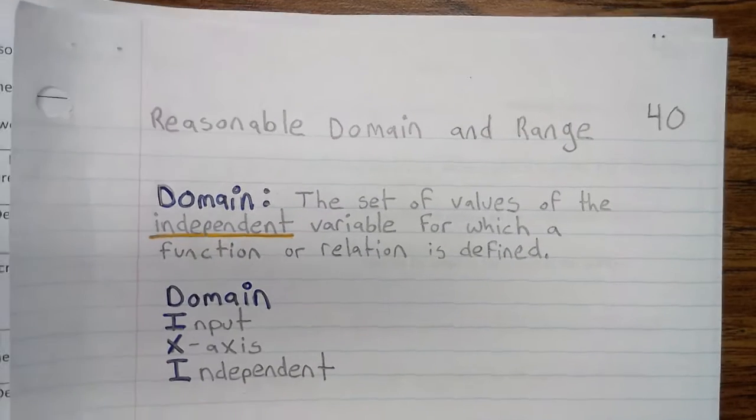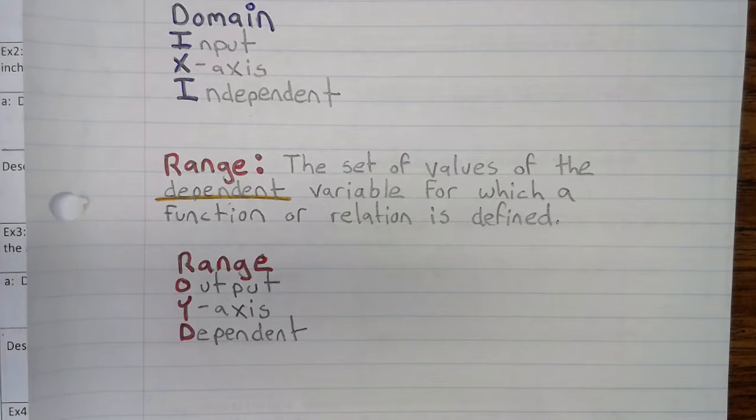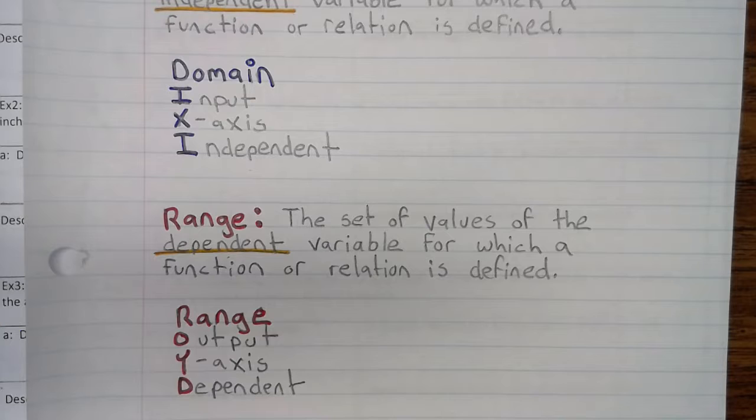All right, now let's look at range. Range, the set of values of the dependent variable for which a function or relation is defined. Another way to understand range is ROY. So range, output, y-axis, dependent. So a way to remember domain and range is Dixie-Roy. So domain, input, x-axis, independent, range, output, y-axis, dependent.